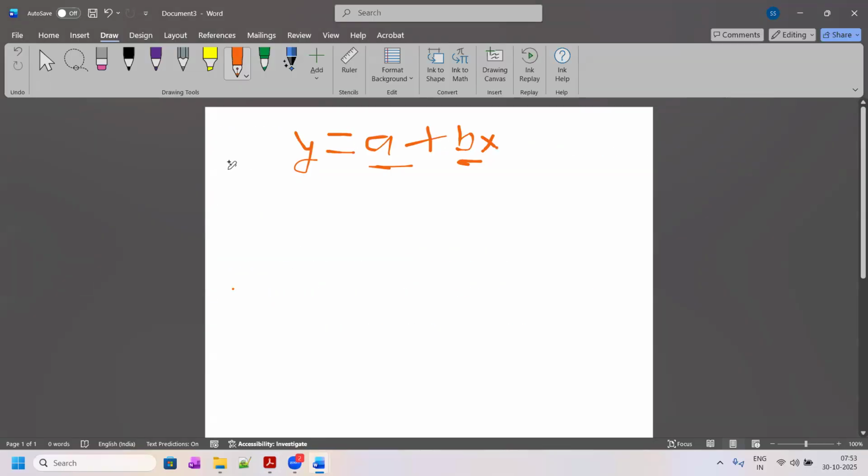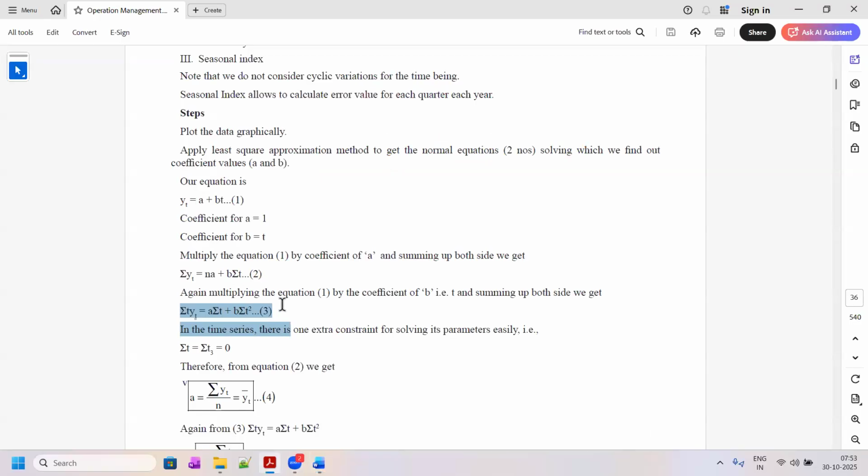Sum of y is equal to na plus b sum of x, or t or x, I can say, the independent variable can be time or it can be x. If I'm using t here, then the equation is sum of y is equal to na plus b sum of t, and sum of y into t is equal to a sum of t plus b sum of t square or x square.